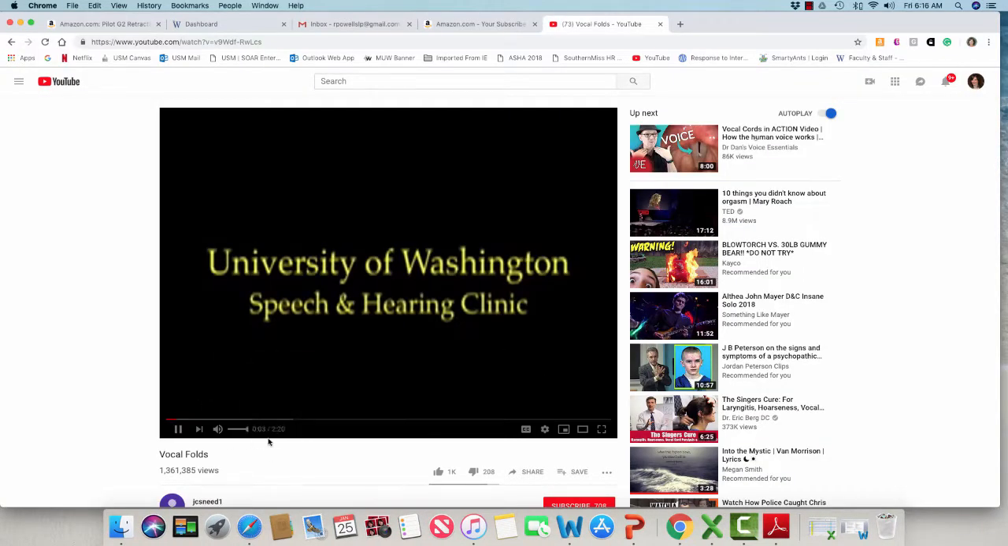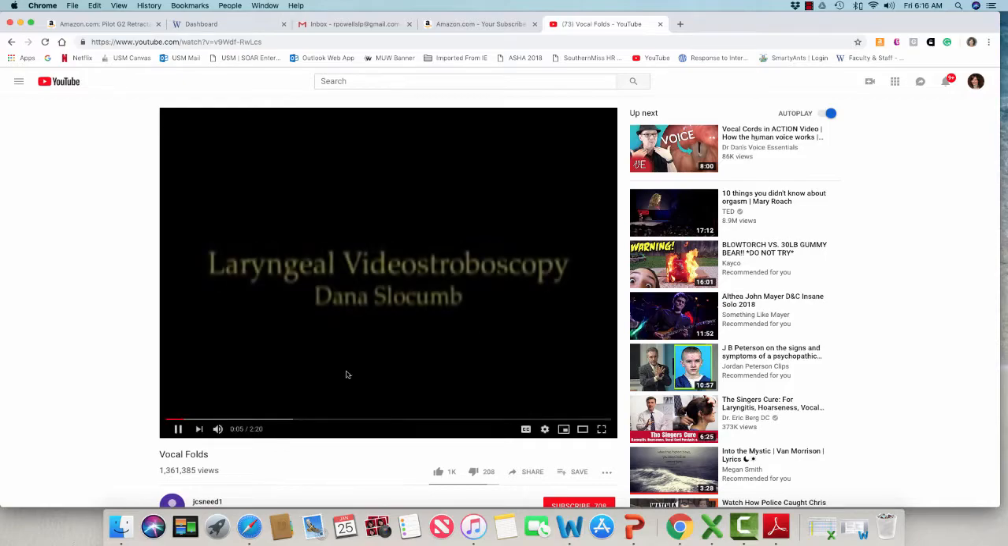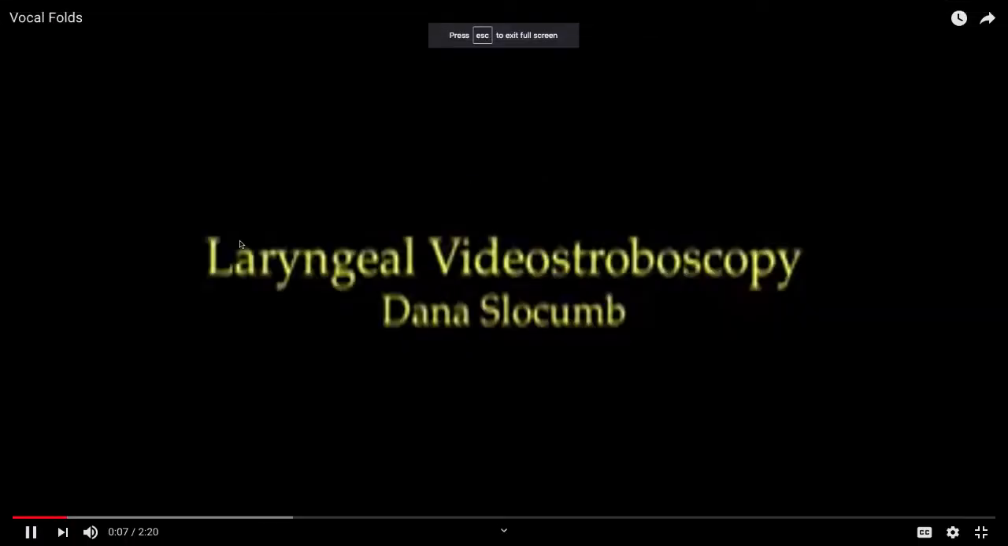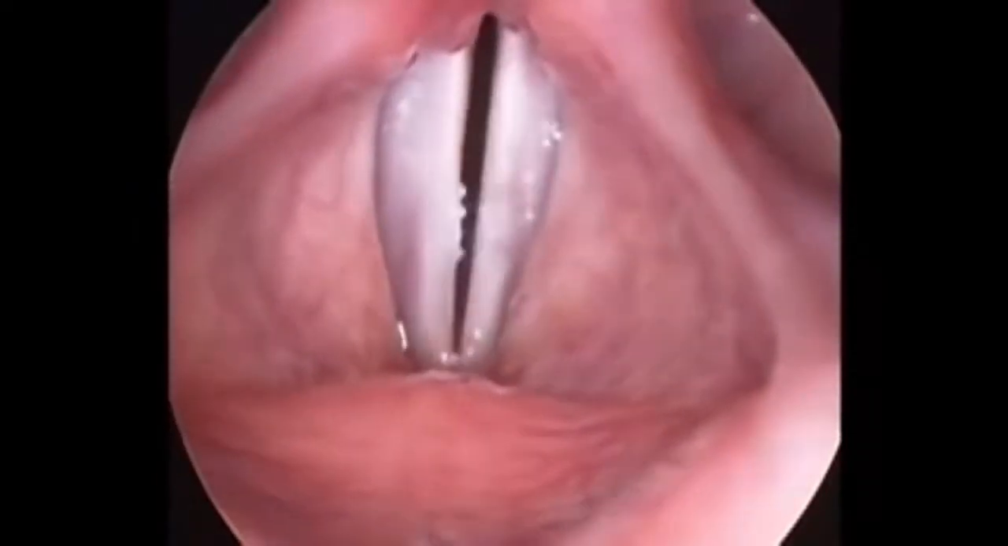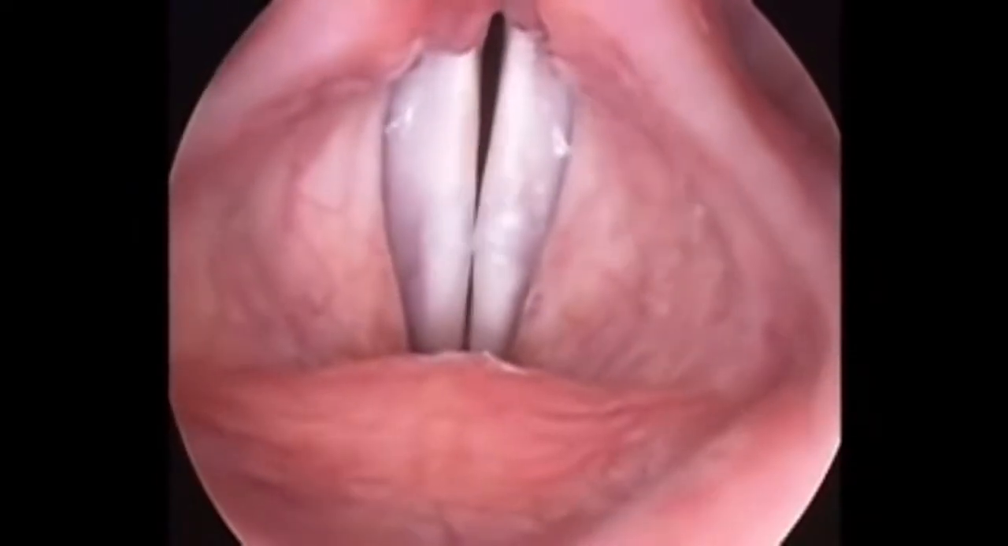So here I will show you a video of vocal fold vibration for your reference, and I will also post this in the module. So there you can see the vocal fold vibration.